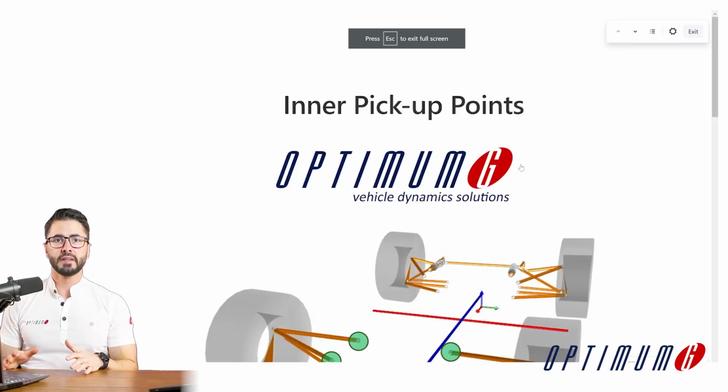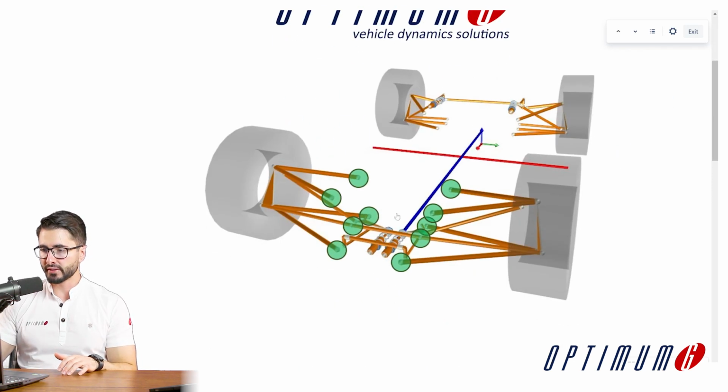Now let's focus specifically on the design of the inboard pickup points as can be seen here. So we would have the wishbone pickup points on the chassis, as well as the steering rack pickup point connecting it to the toe link.